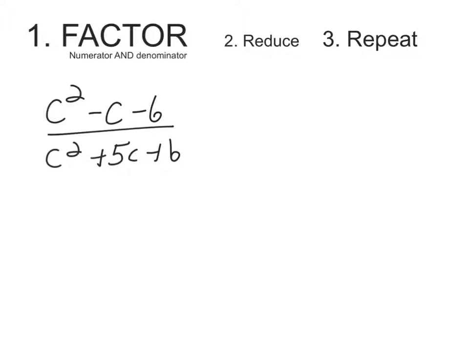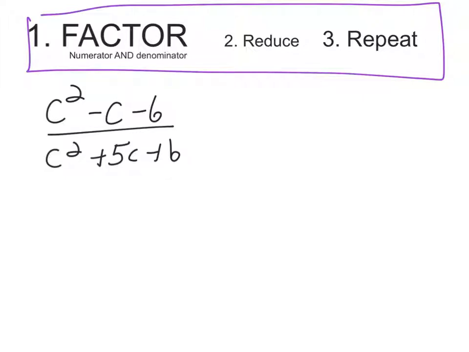The other reason we can't cancel the c squareds right away is because it doesn't follow our pattern. The reducing or canceling happens second. We never cancel first. We always need to factor first. So do not cancel those out. Absolutely not. Never ever. So what I'm going to do, I'm going to use my organizational strategy again as I did on the last example.